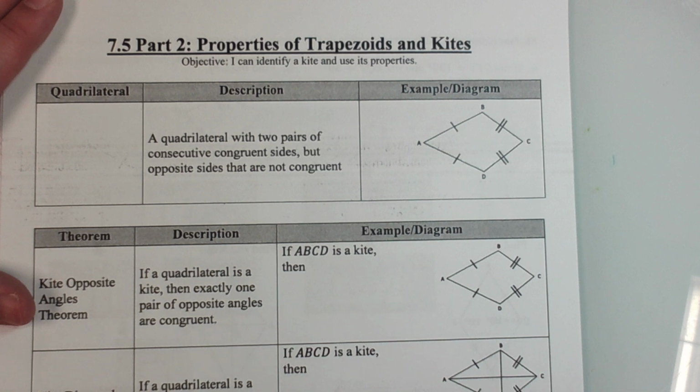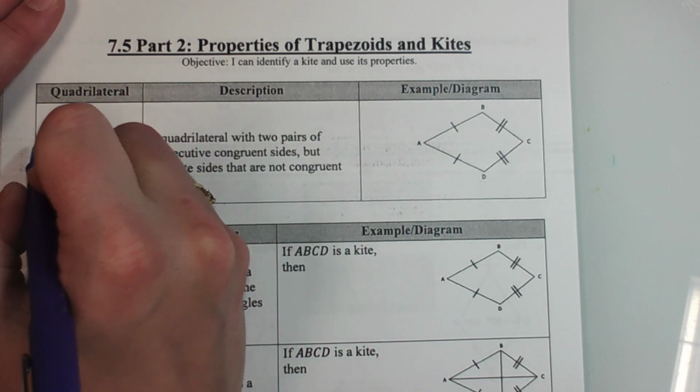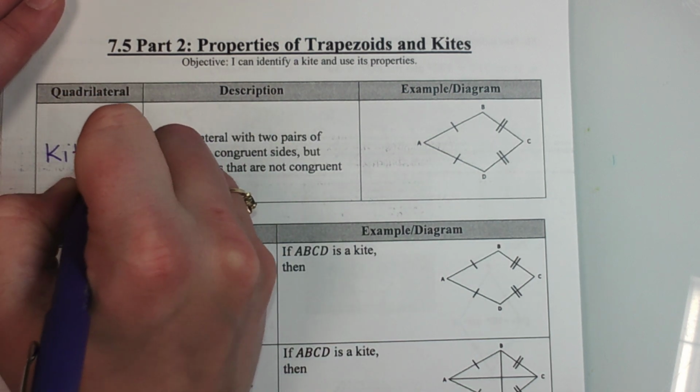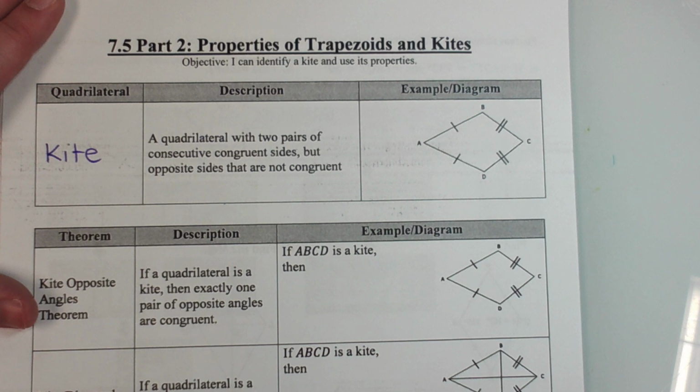The last shape we're introducing today is a kite. What? A kite. Is that actually what it's called? Yes, that's actually what it's called. It's called a kite. Yes, the kites that fly are named after the shape, not the other way around.